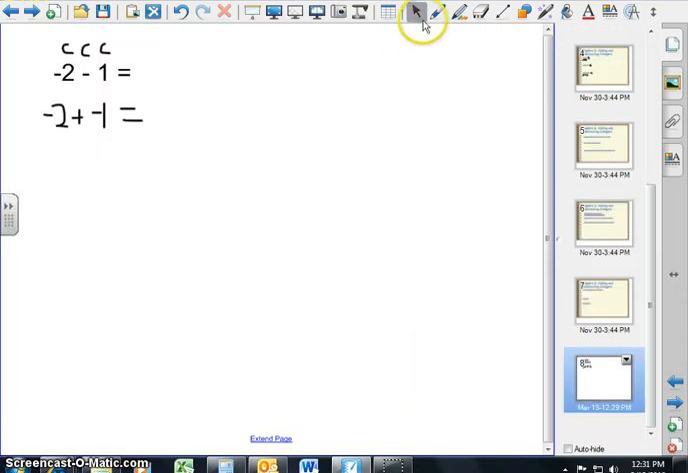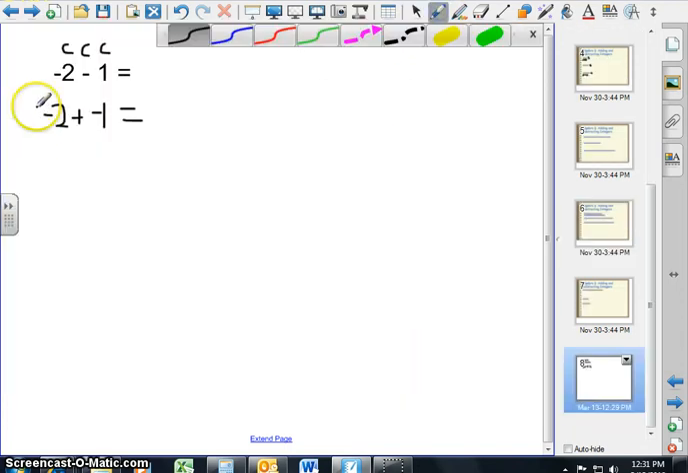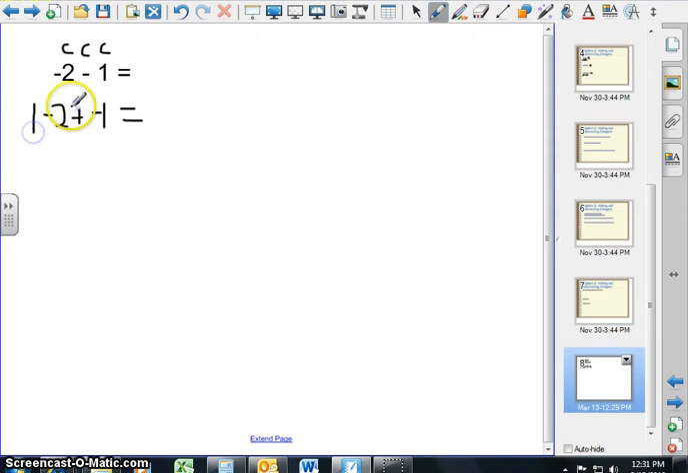So now we've got to go over our steps. I've got to take the absolute value of both numbers. And remember, absolute value is simply distance from 0. So the absolute value of negative 2 is a positive 2. The absolute value of a negative 1 is a positive 1. So now I'm just simply left with 2 plus 1, which is 3.